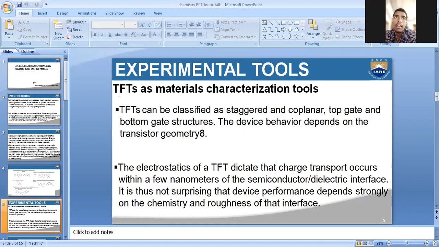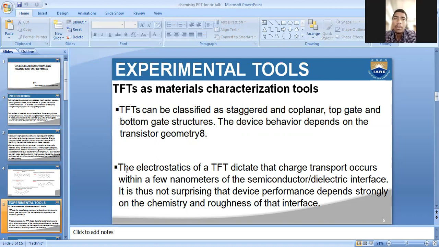Experimental tools. TFTs as material characterization tools. TFTs are classified as staggered and coplanar, top gate and bottom gate structures. The device behavior depends on the transistor geometry. The electrostatics of a TFT indicate that charge transport occurs within a few nanometers of the semiconductor dielectric interface. It is thus not surprising that device performance depends strongly on the chemistry and roughness of that interface.